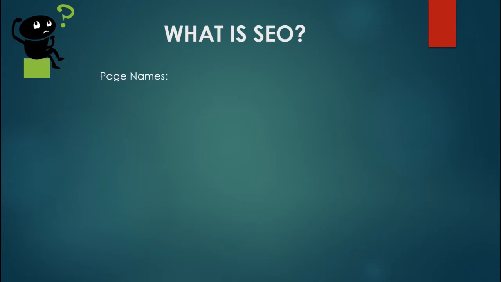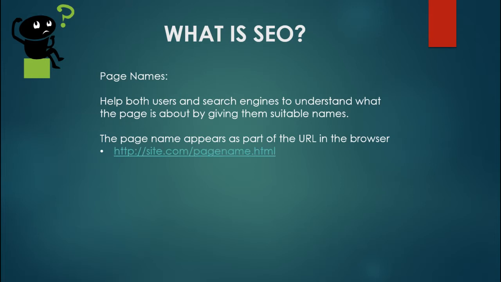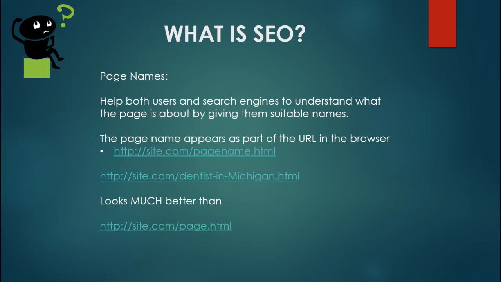The next important thing to look at is page names. Page names help both users and search engines to understand what the page is about by giving them suitable names. The page name appears as part of the URL in the browser. If we look at this example, the page name appears after your URL, after the .com/. This is an example of one here, and you can see how I've put my keyword there, dentist-in-Michigan. It looks much better than site.com/page.html, and the search engines will love you for it too.